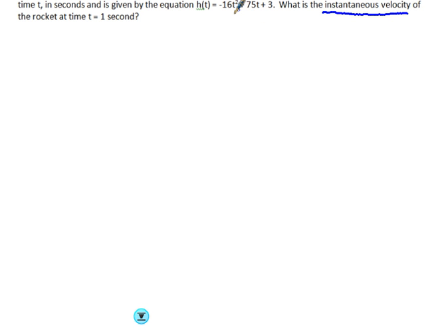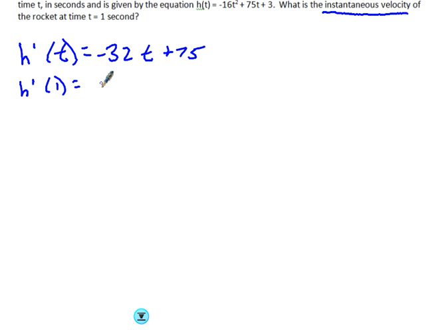So first of all, if you have that h of t equation, you can find the derivative h prime of t just by using your derivative rules, and say this will be negative 32t plus 75, and that plus 3 just kind of disappears. So we want to find instantaneous velocity at 1 second. So we want to find the derivative at a time value of 1. So that's negative 32 times 1 plus 75, which ends up being negative 32 plus the 75, which is 43 feet per second. Instantaneous velocity right there.